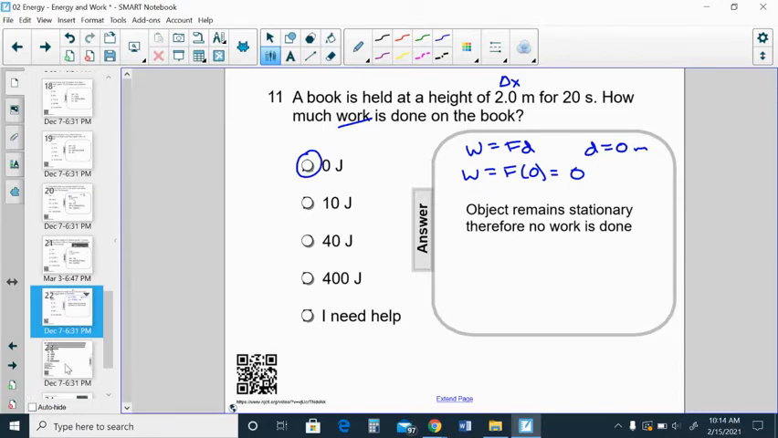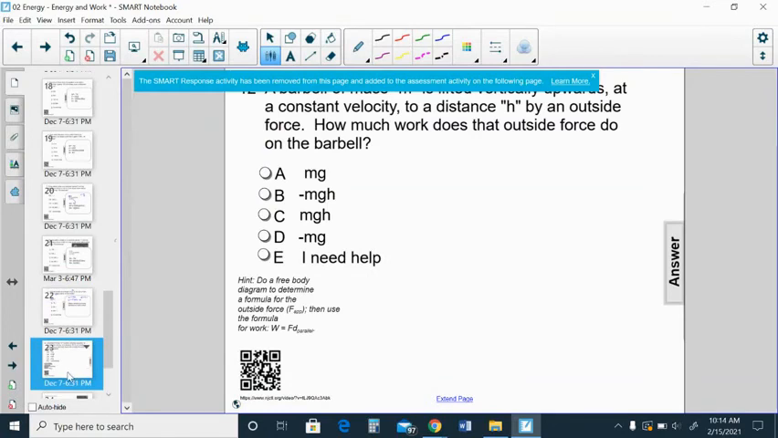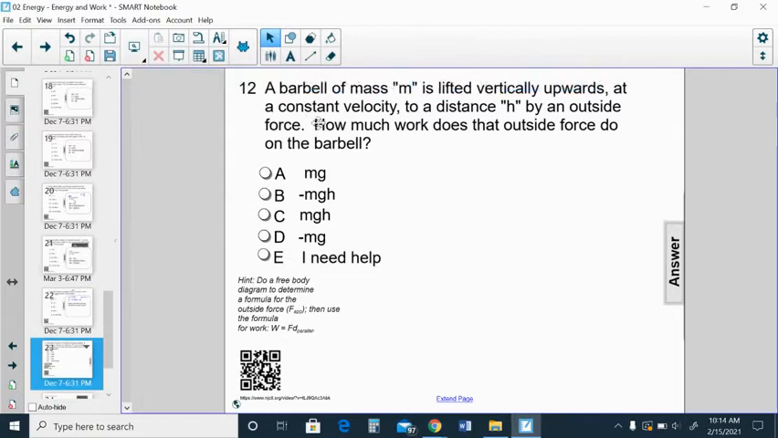Now the last one here, a few different answers. Some of you said A, some said C. I see a couple I need help, which is fine. So let's go over this one. So we have a barbell of mass m is lifted vertically upwards at a constant velocity to a distance h by an outside force. How much work does that outside force do on the barbell? So we're given a hint. Do a free body diagram to determine a formula for the outside force, so your force applied. Then use the formula for work. Work equals force times parallel displacement. So we have our work equals Fd.